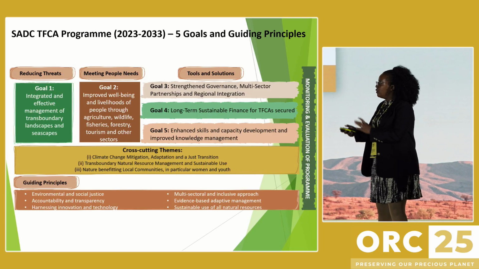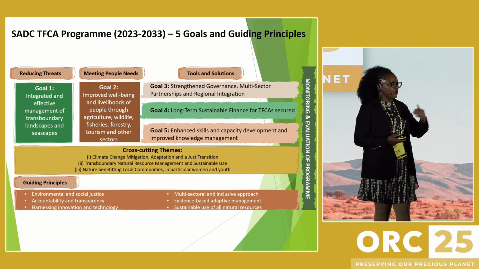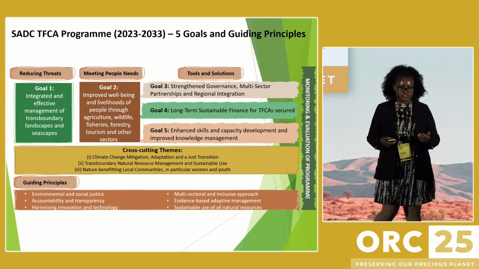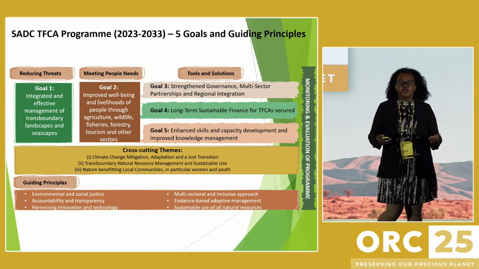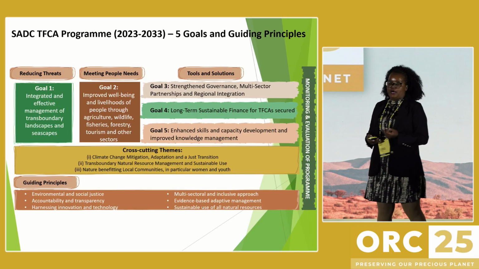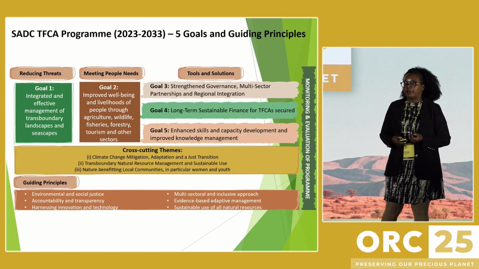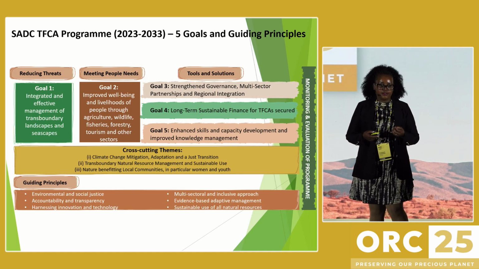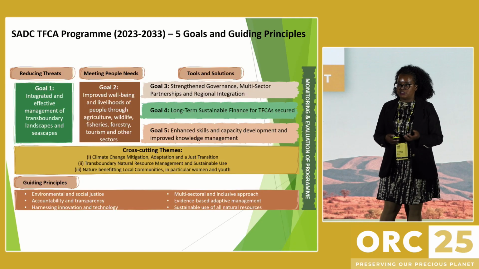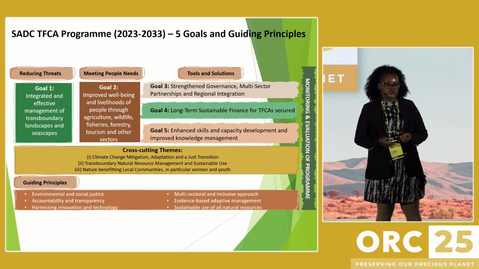As we're looking at these goals, we also need to reflect on how we are measuring progress, and how we are harmonizing our standards and processes, for example, to achieve integrated and effective management of transboundary landscapes and also seascapes. How are we making sure that there is improvement in the well-being and livelihoods of people through various initiatives that are not limited to agriculture, fisheries, forestry, and other livelihood options?